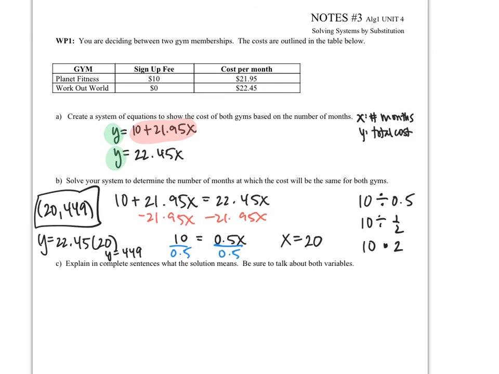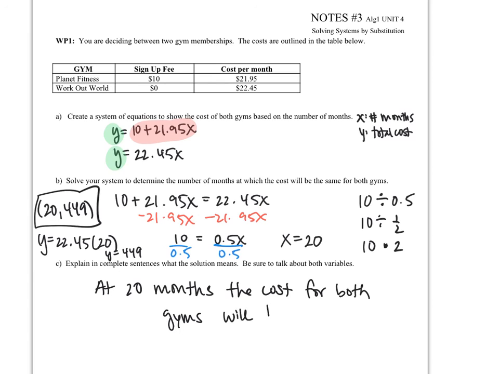And so then the last part says explain in complete sentences what the solution means, and it says be sure to talk about both variables x and y. So I know that x is my number of months, and I know that y is my total cost. And so what this means is that at 20 months, the cost for both gyms will be $449. Make sure you're saying that they're just the same, which is true, but specifically what that cost is of $449.